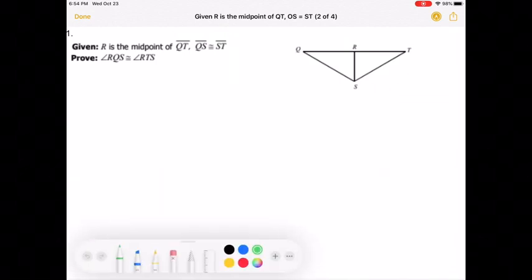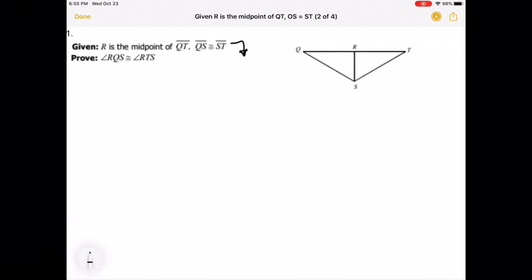Okay, so our first proof here. R is the midpoint of QT and QS is congruent to ST. I want you to write this down. Mark this info on the drawing first.